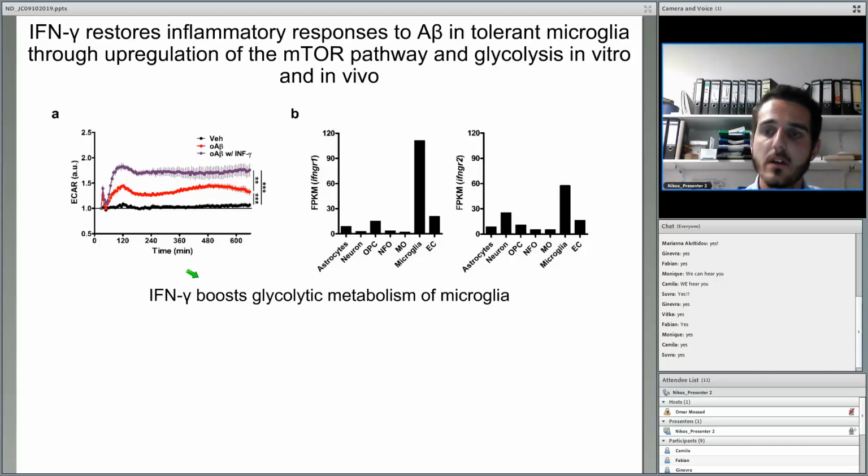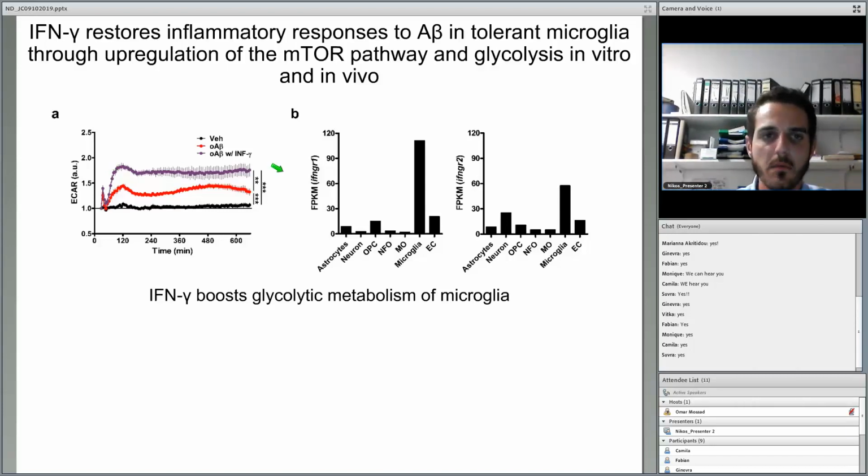So they went back to their in vitro setup and they treated the primary microglia cells with oligomeric A beta, in addition with interferon gamma. And what they see is that they actually increase the glycolytic capacity of the cells, suggesting, or at least how they suggest, that the interferon gamma is actually boosting the glycolytic metabolism of the microglia.